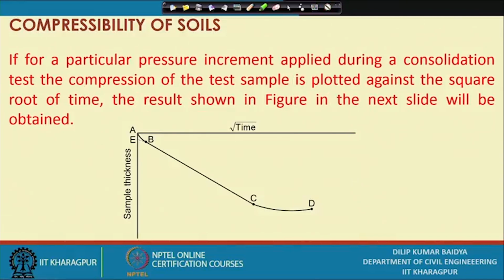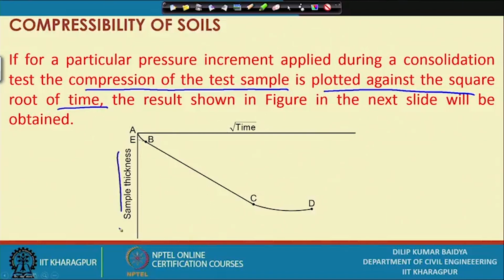Now, T versus U, you know, and now T versus sample thickness observation. It is seen that for a particular pressure increment applied during a consolidation test, the compression of the test sample is plotted against the square root of time versus sample thickness. If it is plotted, then we get a curve like this. Initially a small curved portion, then a sufficiently long straight portion, and then again there is another curved portion.